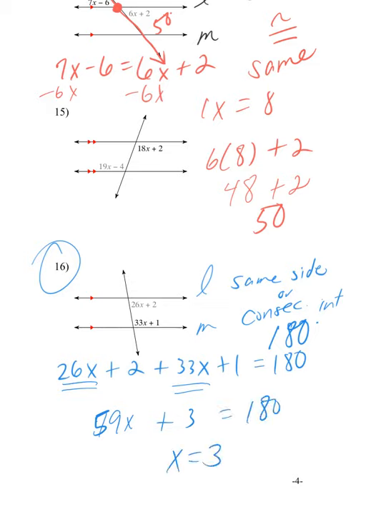So that's only part of the answer. And then you insert it back. Yep. So you could just insert it into 1. So 33 times 3 plus 1. So this angle is 100. What does this angle have to equal? This one better equal 80.